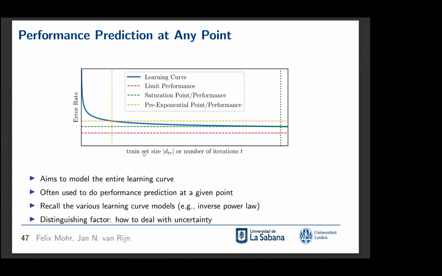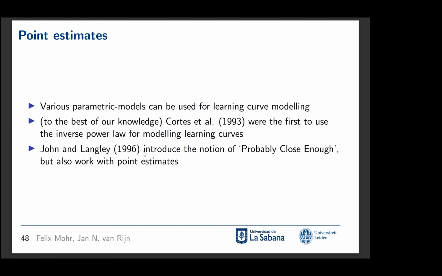And here, basically we can use models such as the inverse power law, and several other models, to try and fit earlier data points. The main distinguishing factor here is indeed how to deal with uncertainty. Point estimates have been used as early as Cortes et al., who used the point estimates of the inverse power law. John and Langley introduced a notion of probably close enough, but unfortunately they do not utilize this notion. The main point is that from the 1990s on, we already used learning curve models based on point estimates.